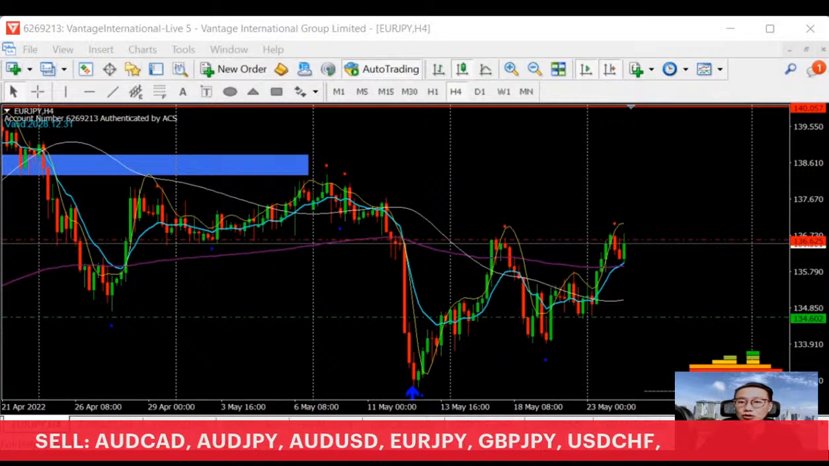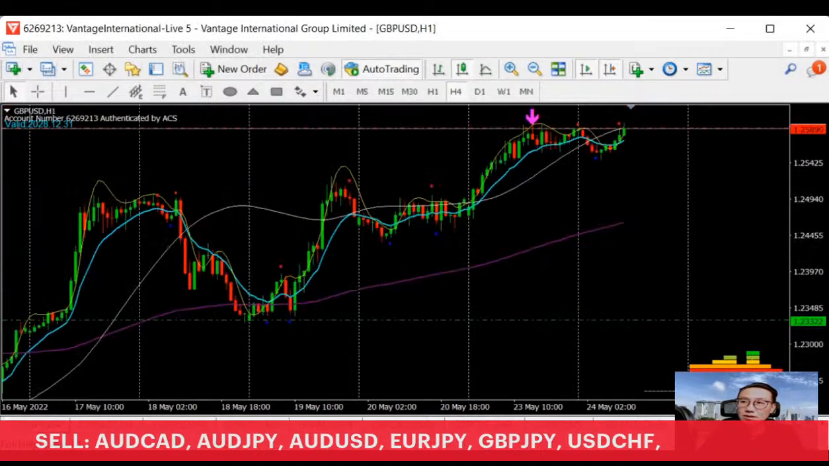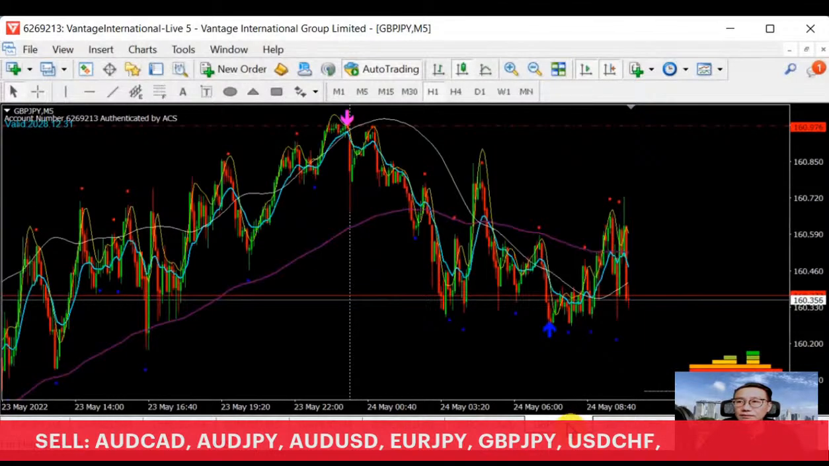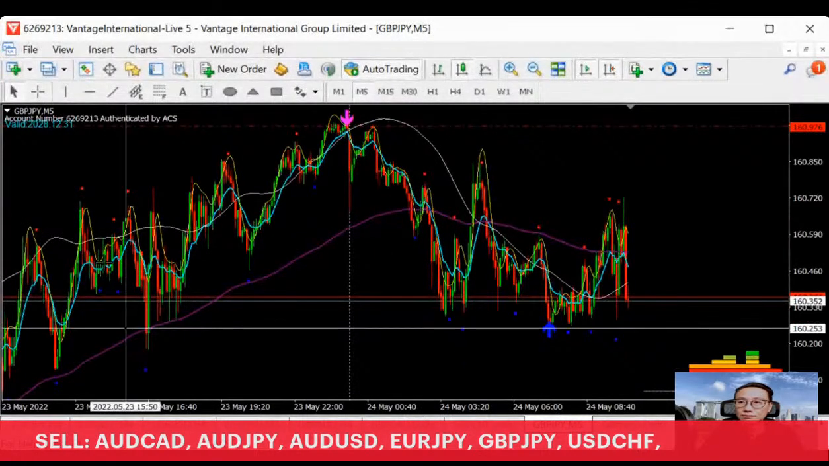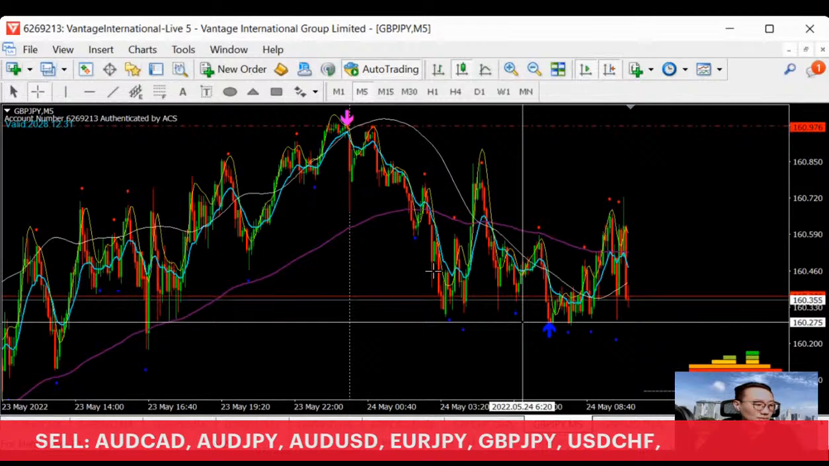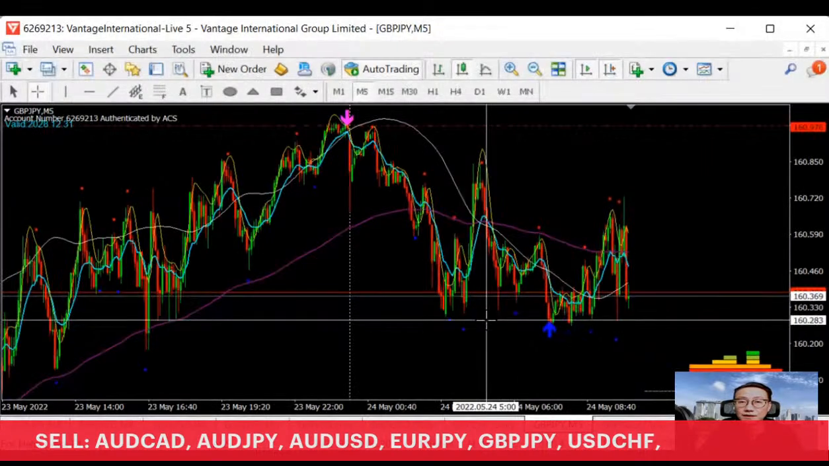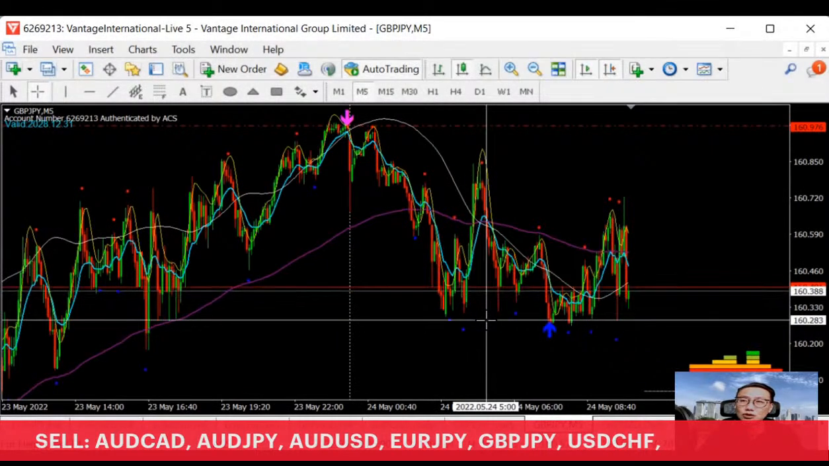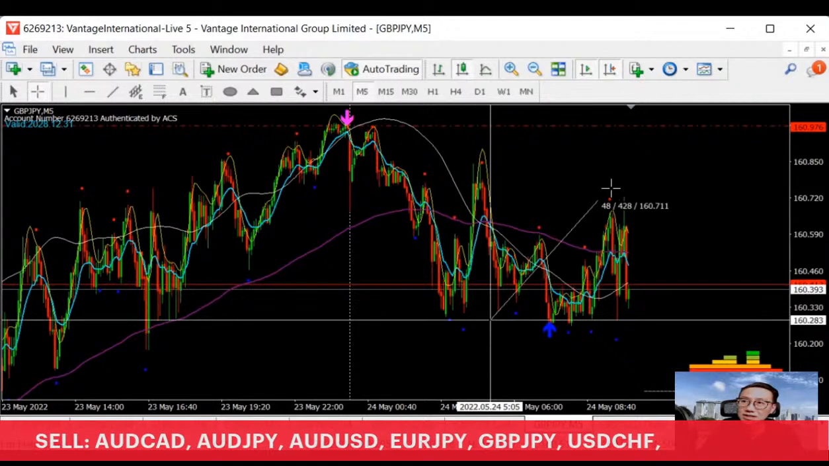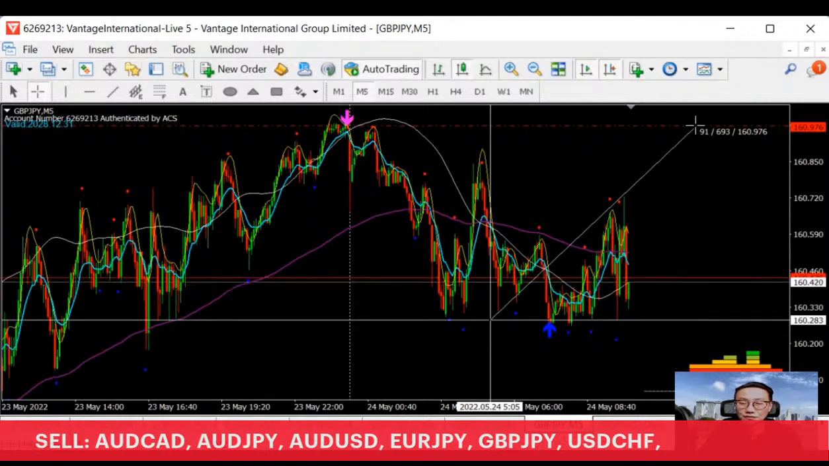So let's see first, pound yen over here. As we can see, there's plenty of minor support over here in M5, when we lower down the time frame. I hope as you can see the turbulence here, I see a very high chance it should retrace upward first. Then after that, we may get a chance to sell from the resistance.